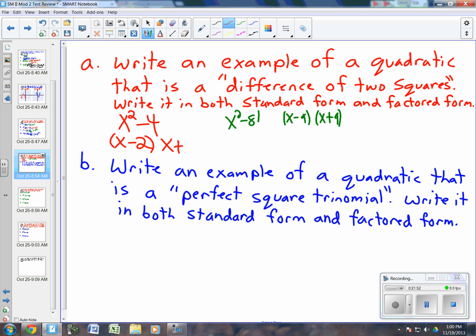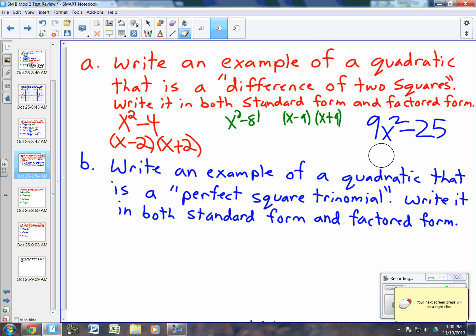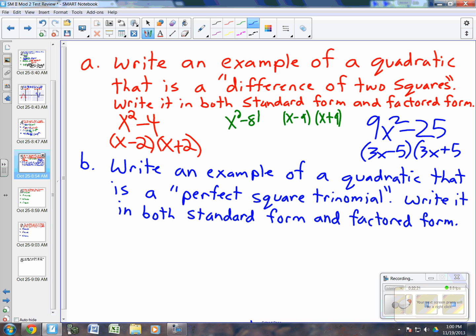Okay, we got lots of perfect squares, you guys. There's more than two. Okay, so x squared minus 4 factors to be x minus 2 times x plus 2. 9x squared minus, oh, I like this one. He has a perfect square on both ends, right? Other than a coefficient of 1. So this one factors to be 3x minus 5 times 3x plus 5. You guys get the idea of a difference of two squares? Any questions on that? Okay, the second one is a perfect square trinomial.